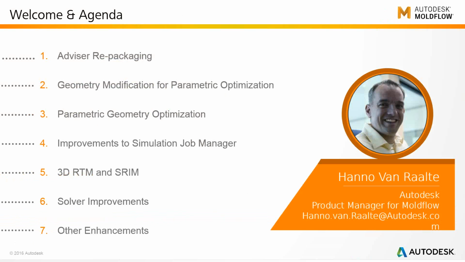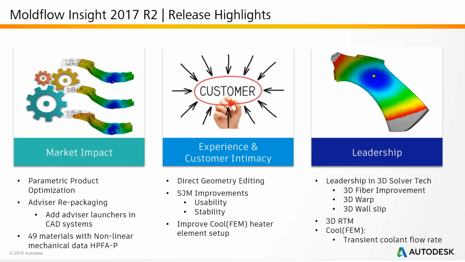So I'm going to talk a little bit about an Advisor repackaging. We have some really exciting developments that we did for the geometry modification, and starting to look at parametric optimization for that. Some improvements in the job manager that we added this time around. We added new functionality for 3D RTM and SRIM. We made some solver improvements and some other enhancements along the lines of bug fixes. So this is a high-level overview of some of the things that we've done in this release, but I will step through them in a bit more detailed way.